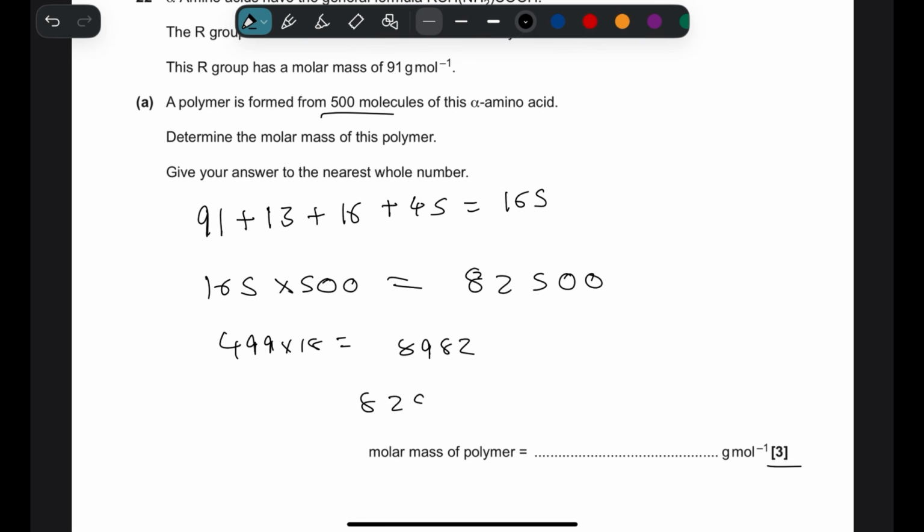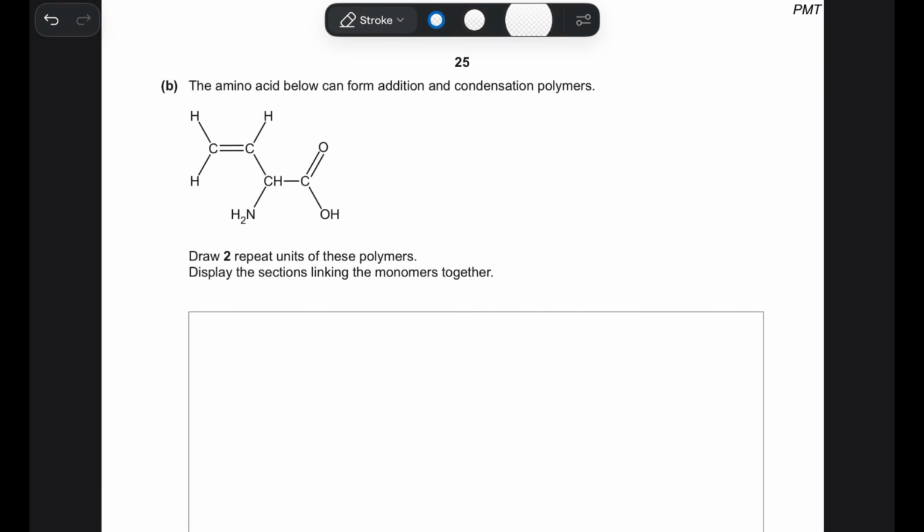So we'll do the 82500 minus 8982. And that should give us our answer, which is 73518 grams per mole.